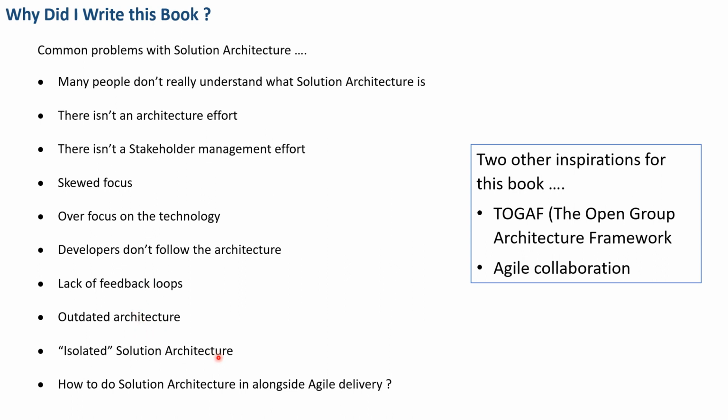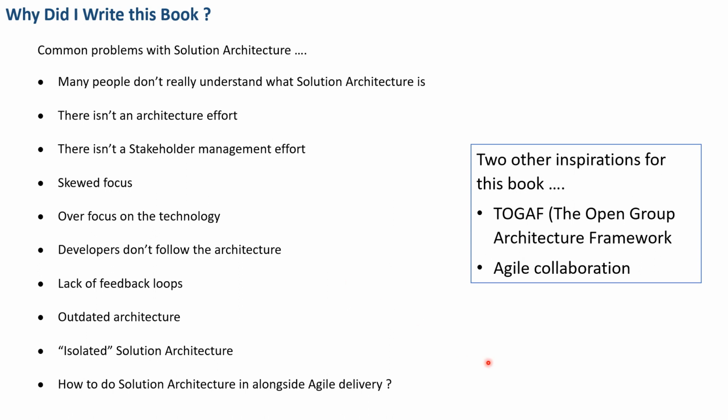Or the architecture is not kept up to date. Or, and I'll mention this as a common theme, isolation. Quite often it's done in isolation without sufficient collaboration. And finally, an ongoing issue with Agile delivery being probably the most prevalent means of delivering. There's still maybe a bit of tension between how you produce solution architecture and how you deliver in an Agile fashion. So the book is really intended to help address some of these common problems with solution architecture.